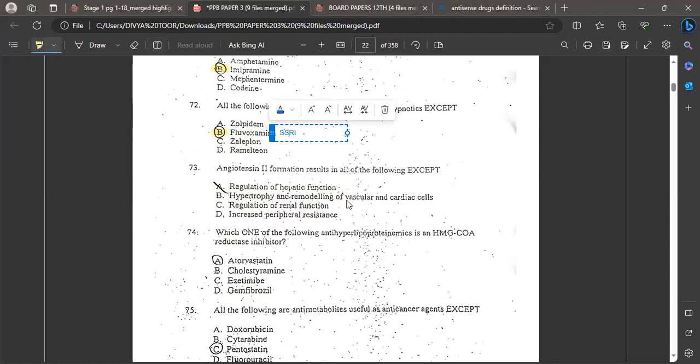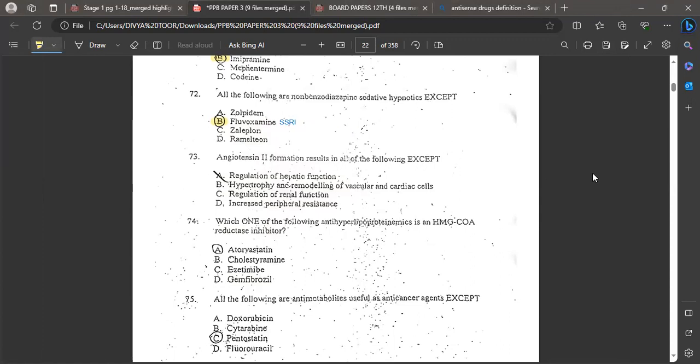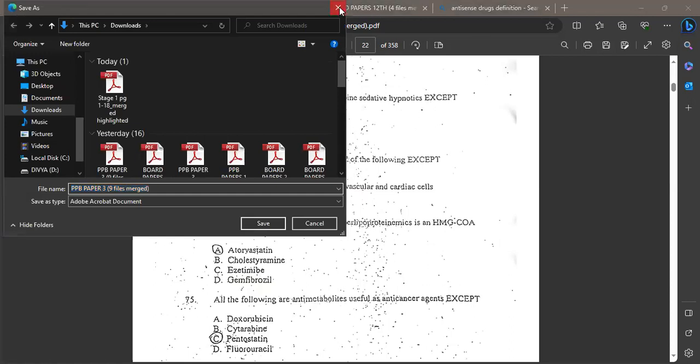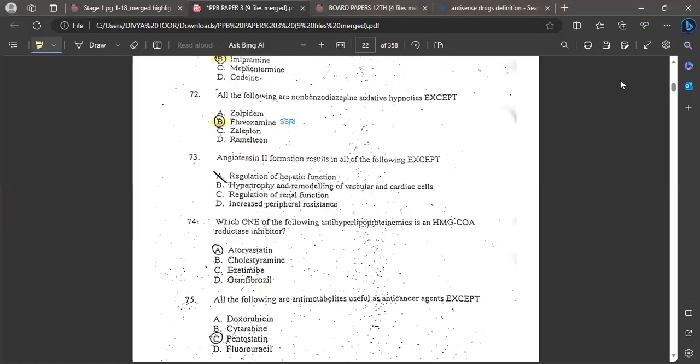Angiotensin 2 formation results in the following except... Yeah, A makes sense because it doesn't affect liver function or hepatic function.